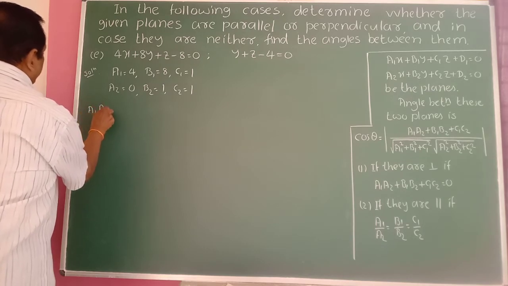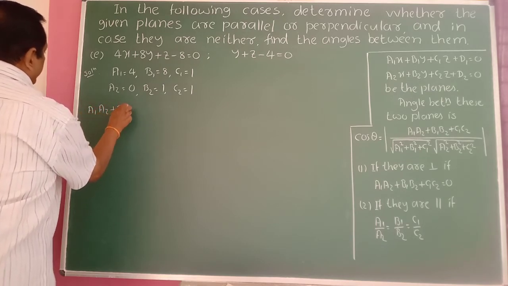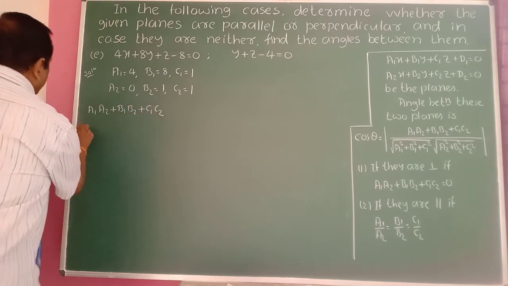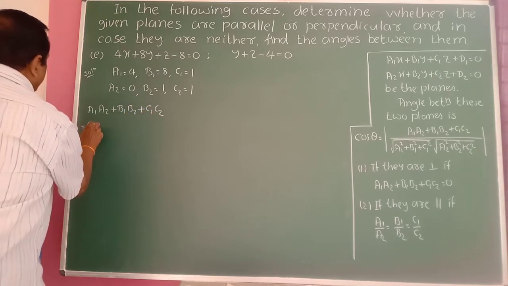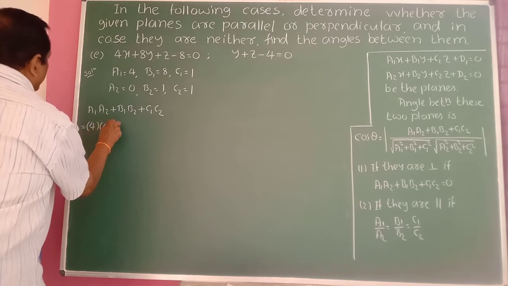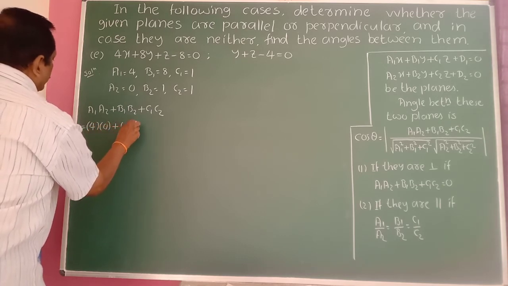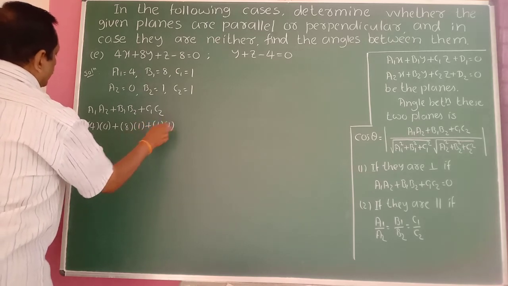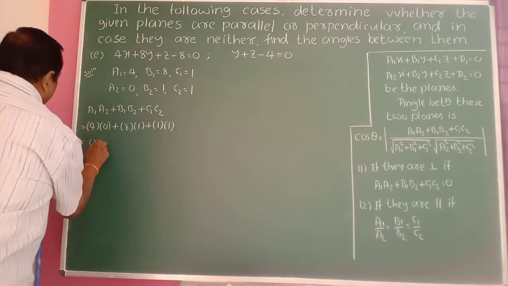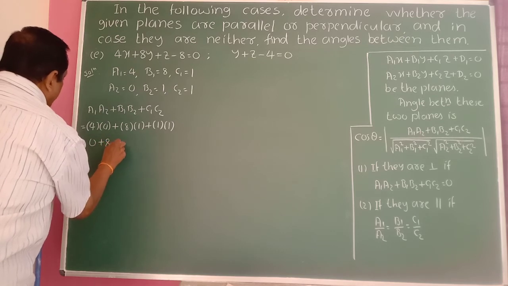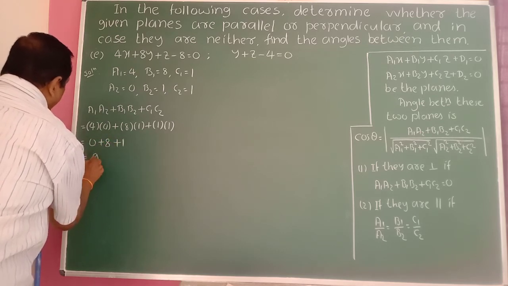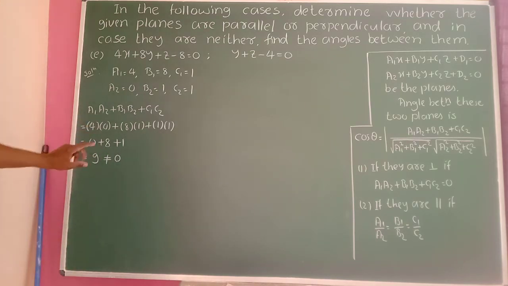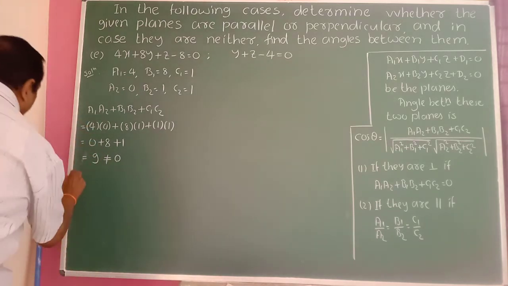Therefore here A1 A2 plus B1 B2 plus C1 C2 is equal to 4 into 0 plus 8 into 1 plus 1 into 1 here. Therefore 0 plus 8 plus 1 gives 9 here. So this is not equal to 0. Yes, the planes are not perpendicular.